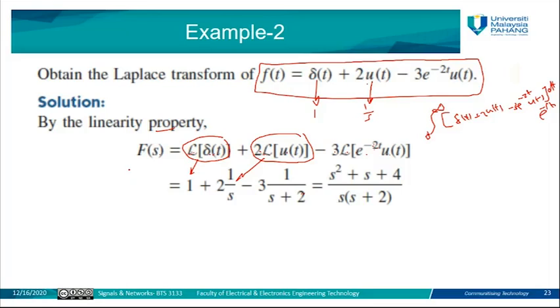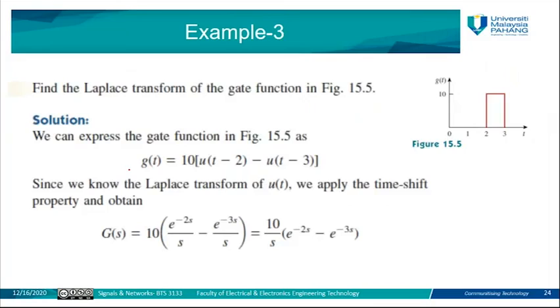Another method we can also use to solve this. There is another example to find the Laplace transform of a gate function. I gave you the gate function from 2 to 3 with a value equal to 10. The first thing you need to do is convert this function from a drawing or graph into a mathematical function. How to write the value of g(t)? We have the function, we call it g(t). How do we write the function g(t)?